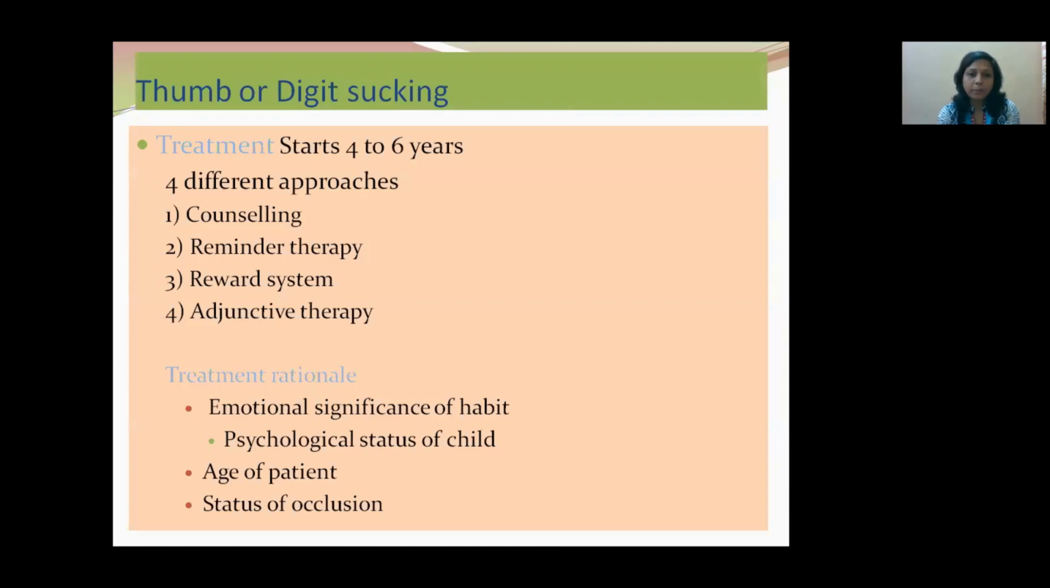So the treatment for these sucking habits should start from 4th to 6th years, and we have 4 different approaches for this. First one is the counseling, reminder therapy, reward system, or some adjunctive therapies. Rationale is for the emotional significance of the habit, psychological status of child, age of the patient should be considered, and status of occlusion should be kept in mind.